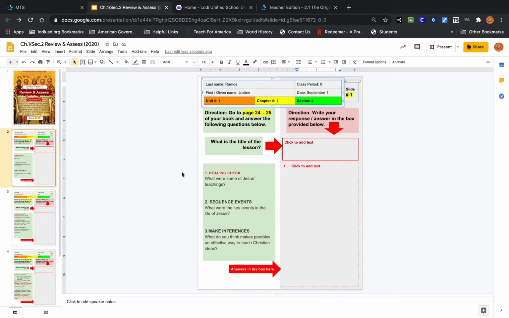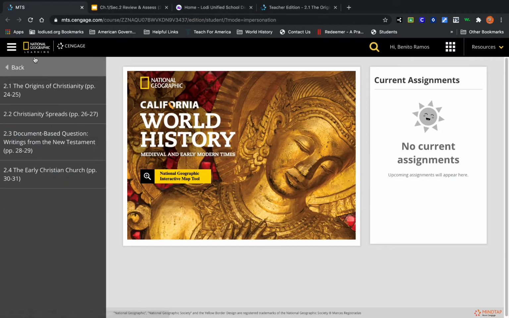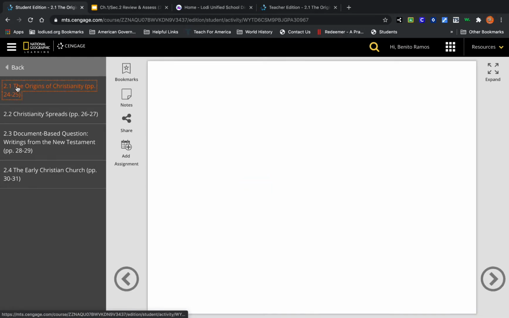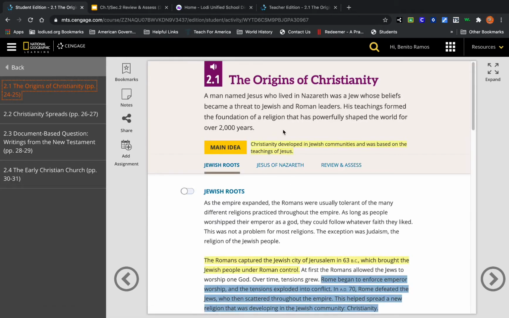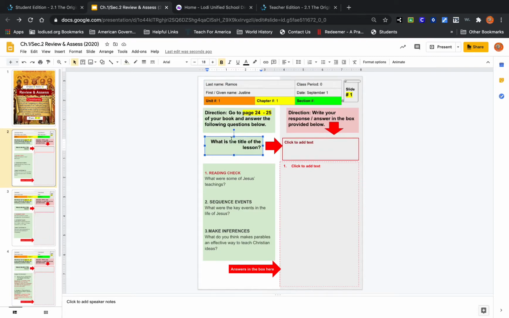It says go to your book, pages 24 to 25, that is Unit 1, Chapter 1, Section 2. Then you will find on the left side, topmost, 2.1, the origins of Christianity, pages 24 to 25. The title is in purple letters. So here's the lesson. It's about 1 to 2 pages long, very short. And this is my personal copy, and I highlighted the important information that I will teach later.